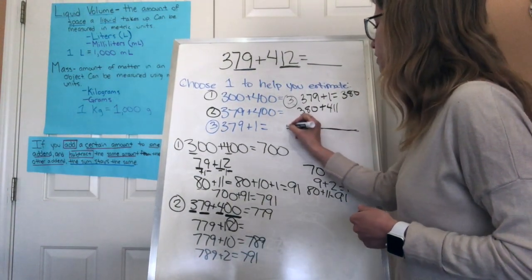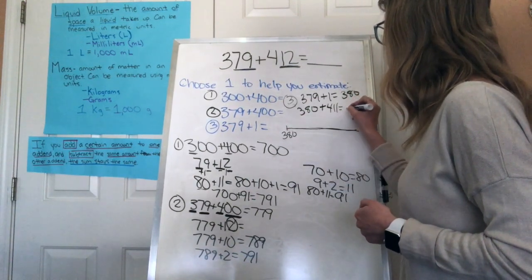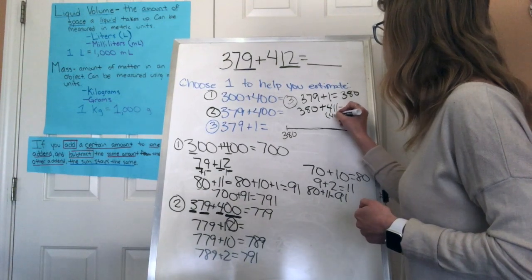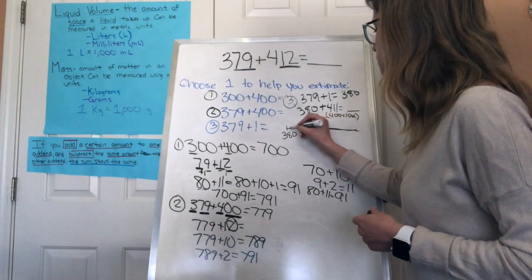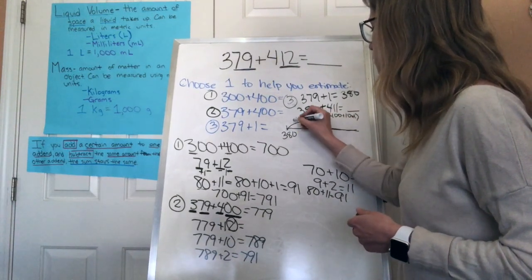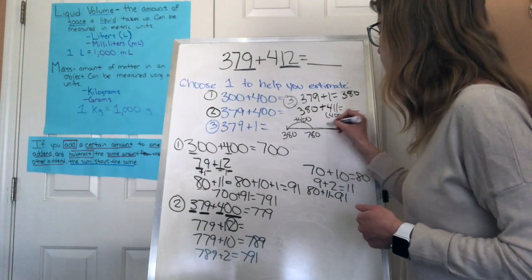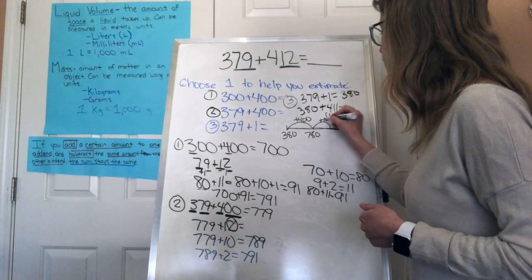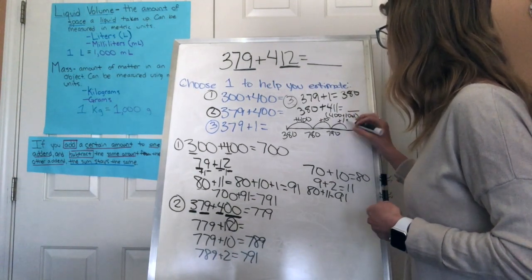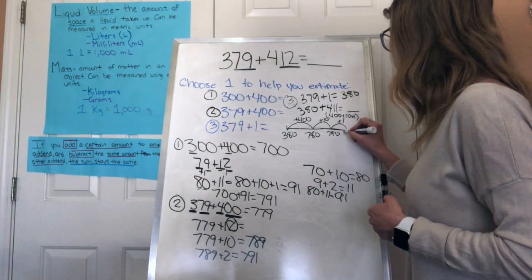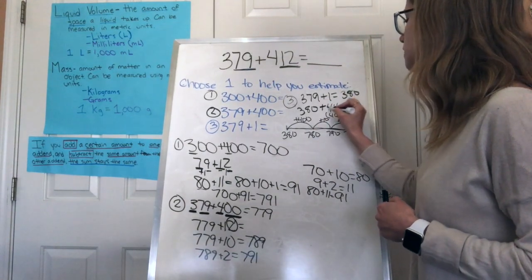So I can use this on a number line. I'm going to start with 380. And it's 400 plus 10 plus 1. So 380 plus 400 would be 780, plus 10 would be 790, and then plus 1 would be 791.